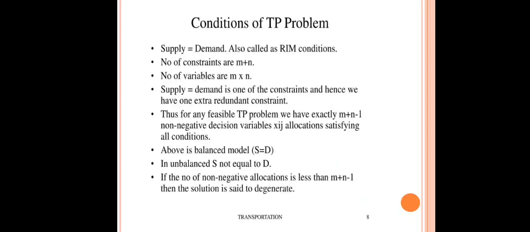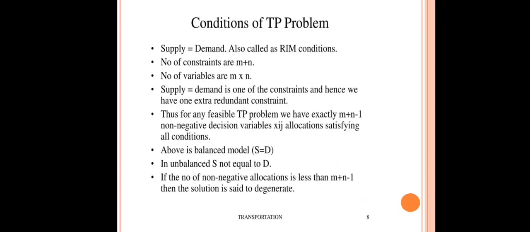Our first condition: supply is always equal to demand. This condition is also called the rim condition. Second condition: the number of constraints is m plus n, that means m rows and n columns. Third one: the number of variables is m cross n. Fourth one: supply equal to demand is one of the constraints, and hence we have one extra redundant constraint. So for any feasible transportation problem we have exactly m plus n minus 1 non-negative decision variables Xij, allocations satisfying all conditions. The above condition, that means supply is equal to demand, is a balanced model.